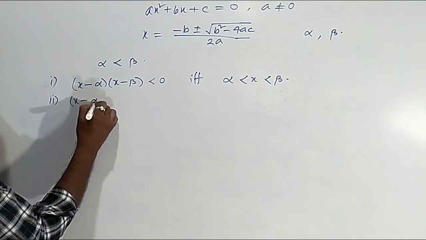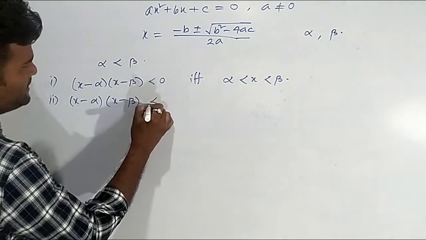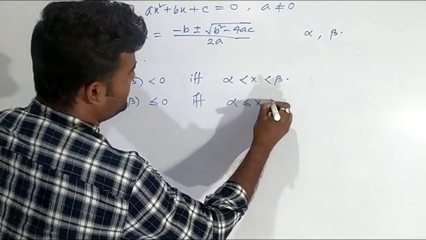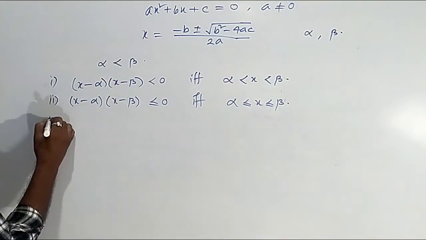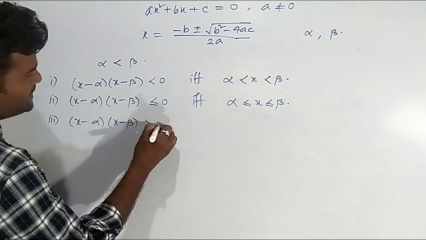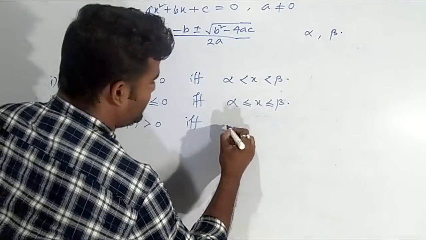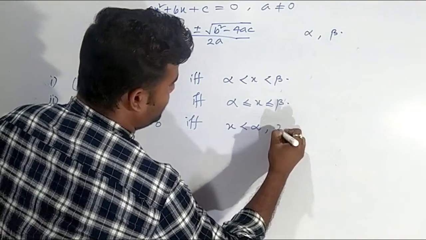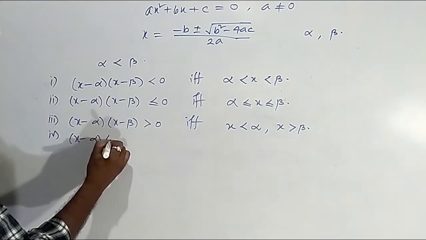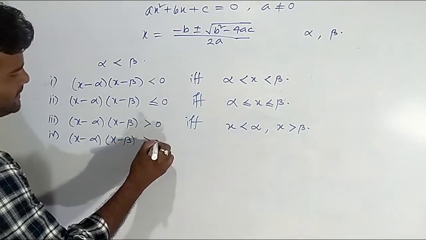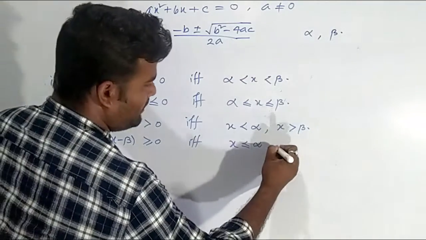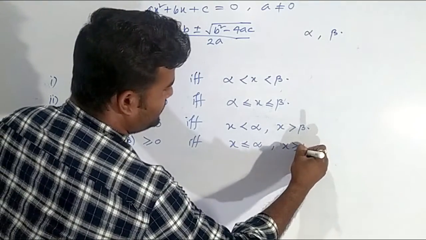Number 2, x minus alpha into x minus beta is less than or equal to 0 if and only if alpha is less than or equal to x is less than or equal to beta. Number 3, x minus alpha and x minus beta is greater than 0 if and only if x is less than alpha or x is greater than beta. Now number 4, x minus alpha and x minus beta is greater than or equal to 0 if and only if x is less than or equal to alpha or x is greater than or equal to beta.